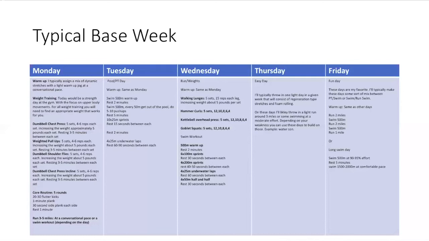After those sprints, we move on to a 2-minute rest, and then we do a little bit of water confidence. So this is 4 by 25-meter underwater laps, resting 60 to 90 seconds between each. Now we'll move on to Wednesday. Wednesday's gonna be running and weights.